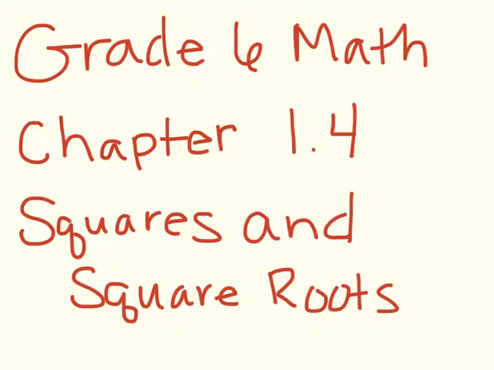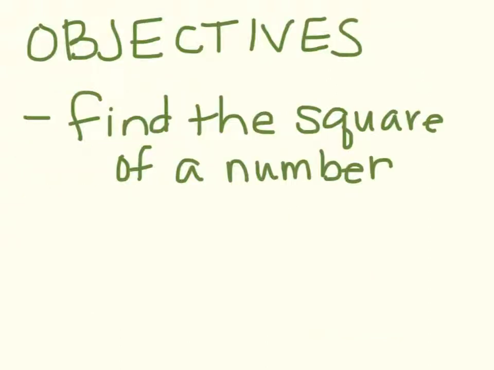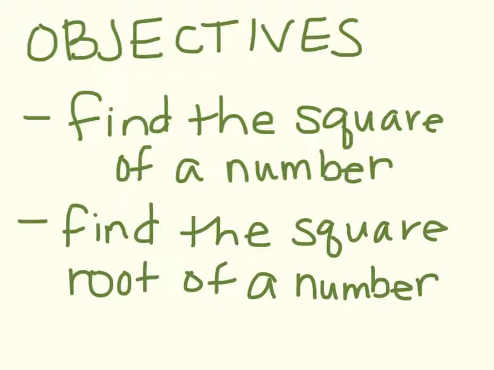This is Grade 6 Math, Chapter 1.4, Squares and Square Roots. There are two new ideas in this chapter. The first is to find a square of a number, and the second is to find the square root of a number. Let's get started.